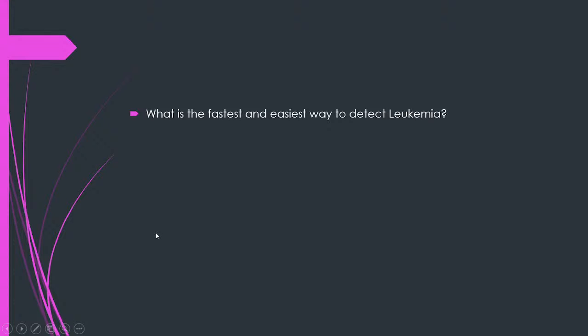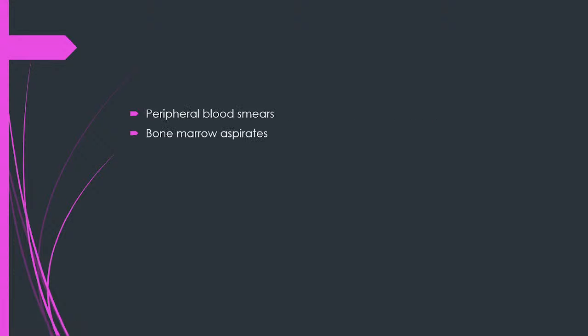The fastest and easiest way to detect leukemia is, of course, using peripheral blood smears and bone marrow aspirates. Cancer starts with the B cell. Terribly sorry, I didn't understand what you said, but chronic lymphocytic leukemia is the correct answer for that one. Sorry, friends, I didn't understand what you said. So that's the basic and easiest way for us as medical technologists to detect leukemias.